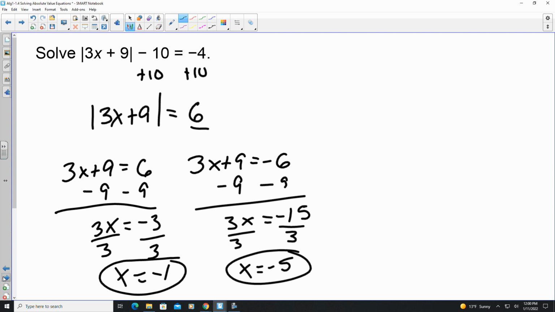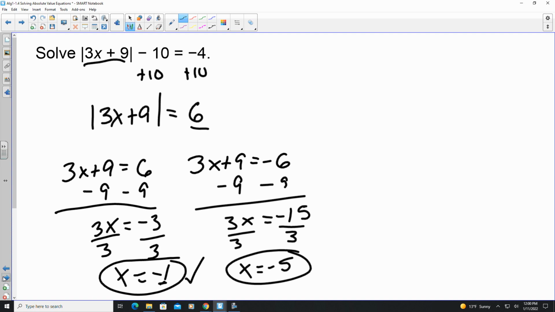Here's a way you can check that. If I went over here and went with the -1, I would say -1 times 3 is -3, plus 9 is 6. Absolute value of 6 is 6. 6 minus 10 is -4.